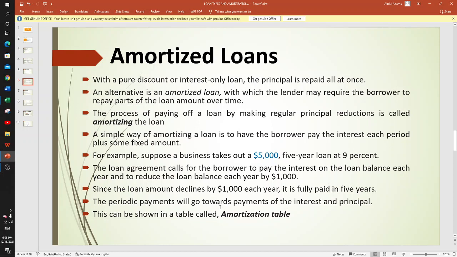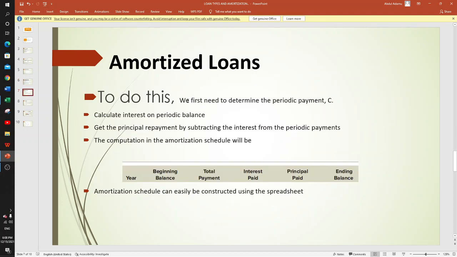Since the loan amount declined by $1,000 each year, it is fully repaid in 5 years. So the periodic payment will go towards payment of the interest and principal. We have a table that shows how this plays out, and it's called an amortization table. To do this, we first determine the periodic payment, which is C, or PMT. Remember, in our present value of an annuity formula, we determine the PMT first.